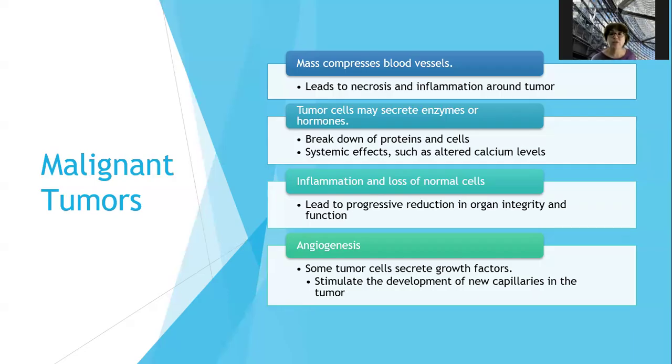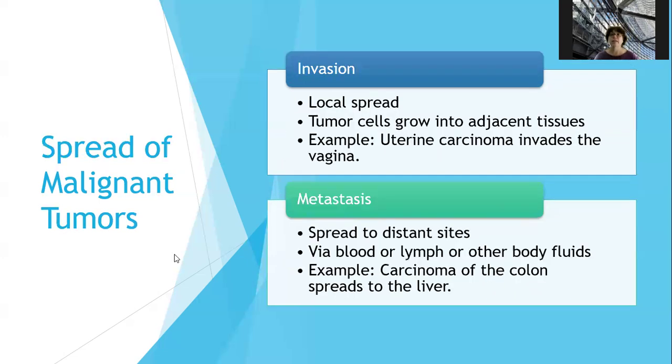Angiogenesis is where tumor cells secrete growth factors to stimulate the development of new capillaries to feed the tumor. So that is not good. None of this stuff is good. They spread either by invasion or metastasis. So invasion is where the tumor cells grow into the adjacent tissue. Metastasis is where they spread to distant sites via the blood or lymph or other body fluids.